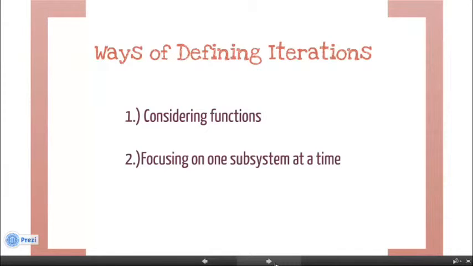Another approach is to focus on one subsystem at a time. The whole system is partitioned and each subsystem is developed in an iterative manner. The iterative model does not attempt to start with the full specification of requirements. So, many other popular approaches use this as a fundamental element.